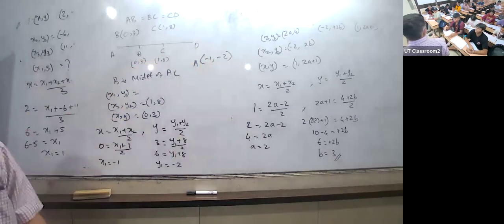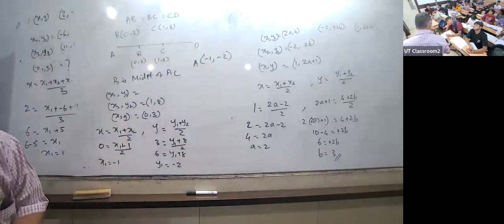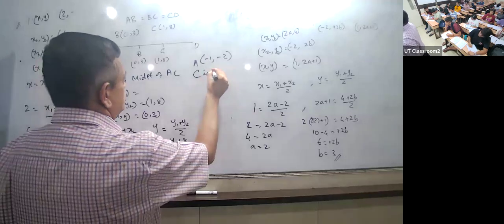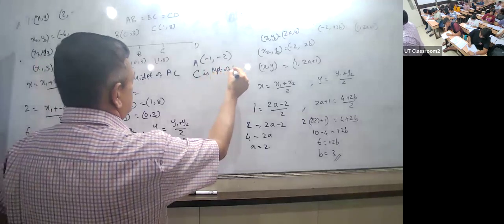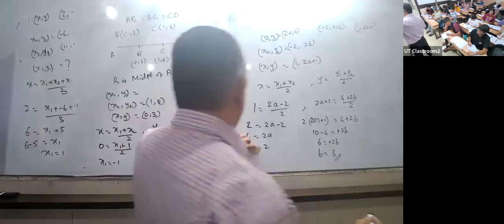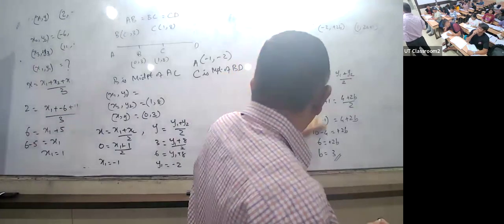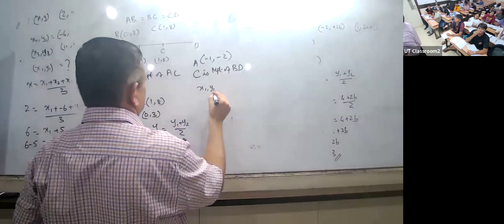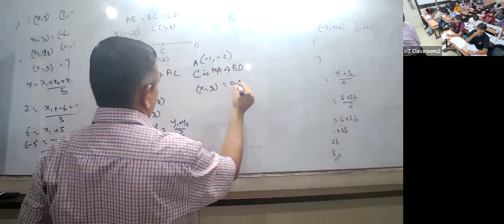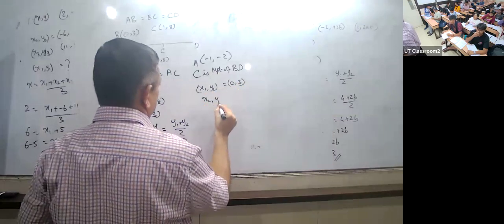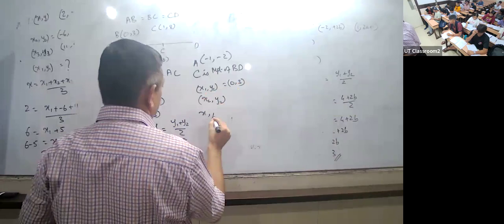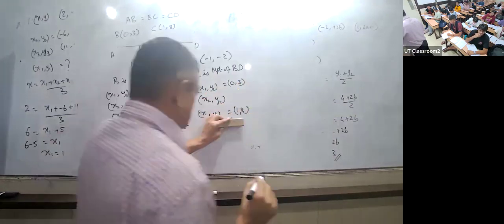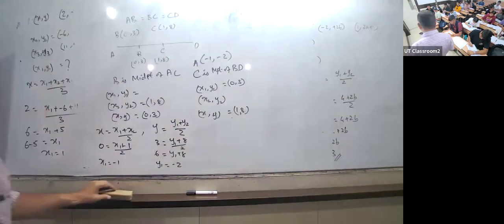Second one. Now write: C is the midpoint of BD. x1, y1 is (0, 3). x2, y2 we don't have. x, y is (1, 8). The others are completed.